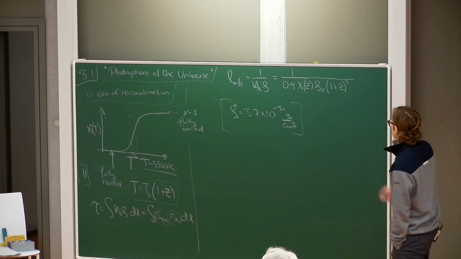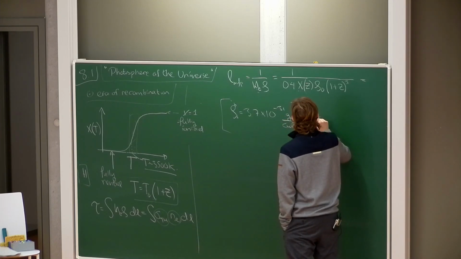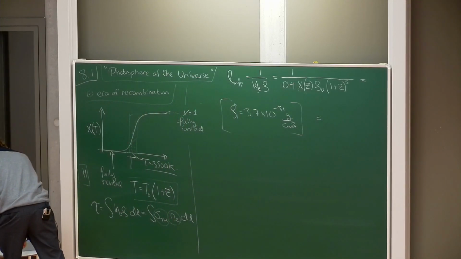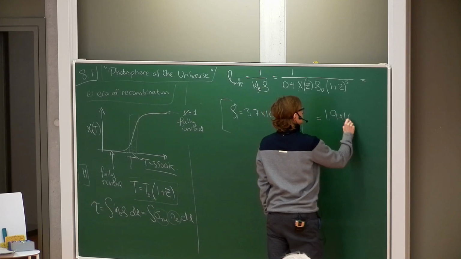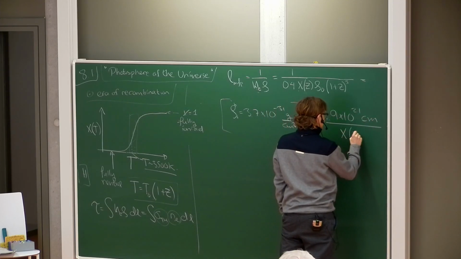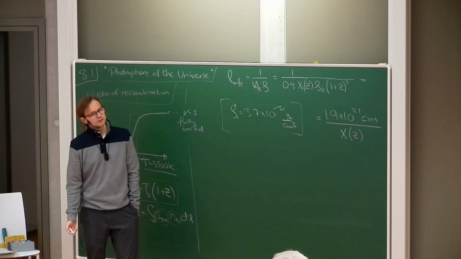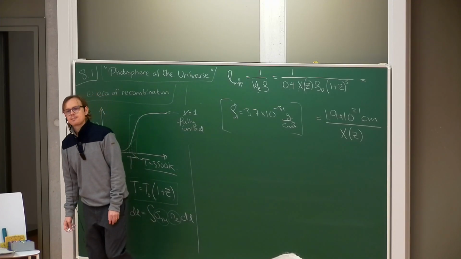So what you can see is that you can write this as a function, of course, of x_e, but also there, I did the numerical factor somewhere here, to 1.9 times 10 to the 21 centimeters divided by the ionization fraction of hydrogen. That's the mean free path of a photon in this era of the universe.